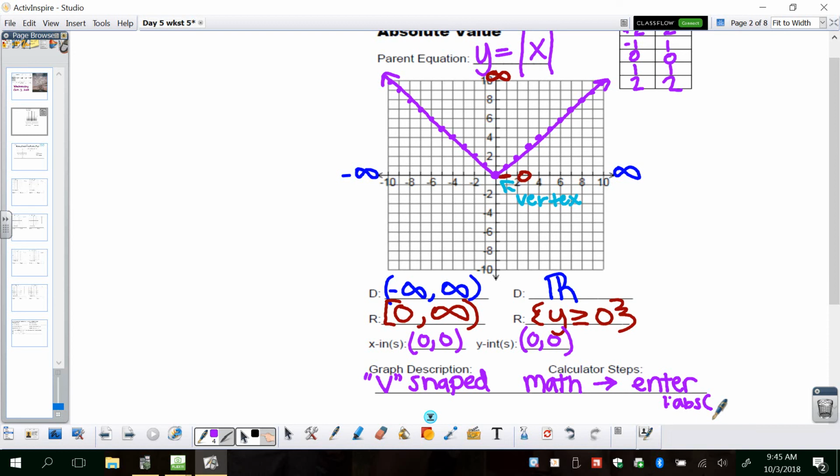Any questions when we talk about the parent function? Okay, so we're done with this paper for right now. And we're going to open up our packets to worksheet 5. So when you're done writing this down, no rush, open up your packets to worksheet 5.